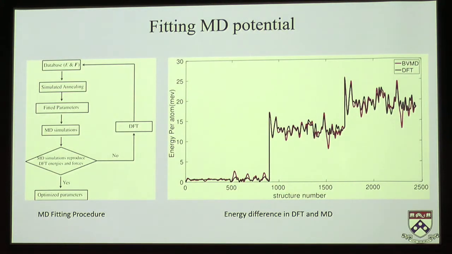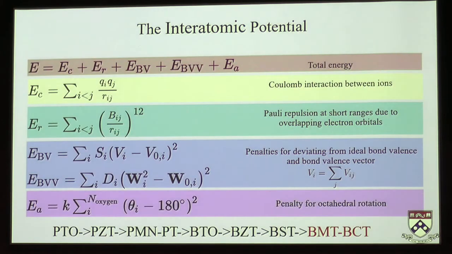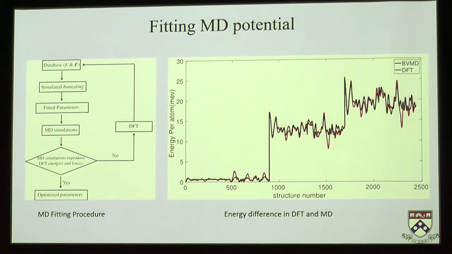So how could we get an accurate force field we trust? The first thing we need to do is to construct our DFT database. As you can see in previous slides, there are Coulomb charge and repulsion force parameters and the penalty term here. They are not determined, so we need to do simulated annealing to get the correct parameters. The simulated annealing procedure basically minimizes the error between molecular dynamics and the DFT calculations.